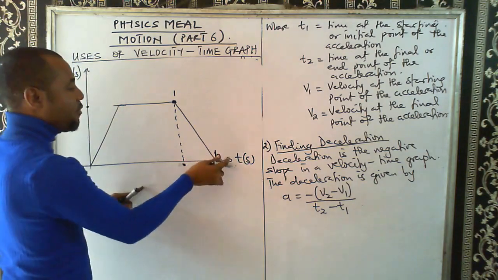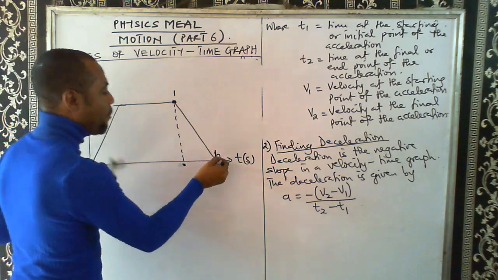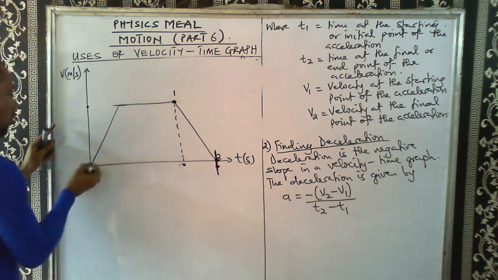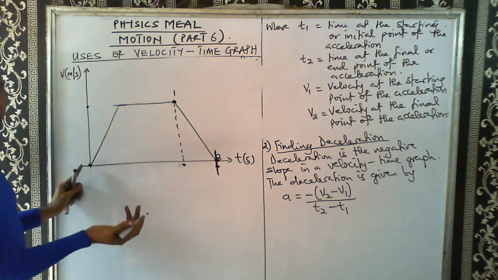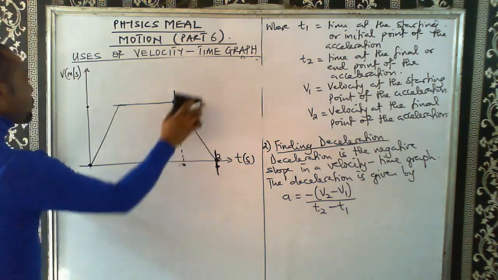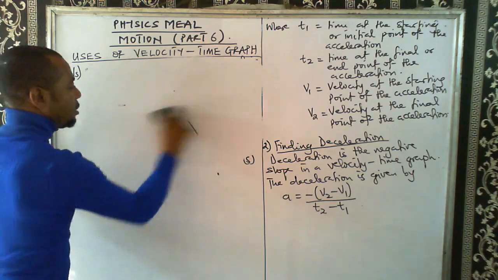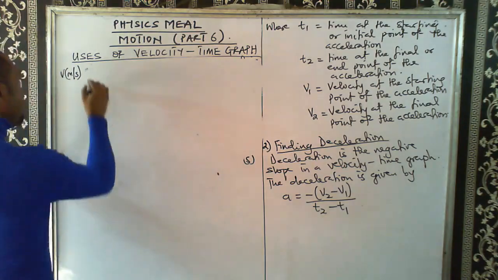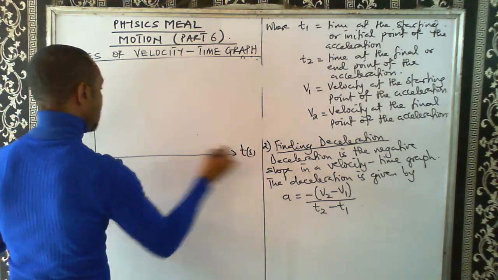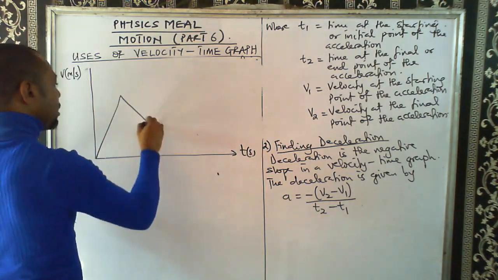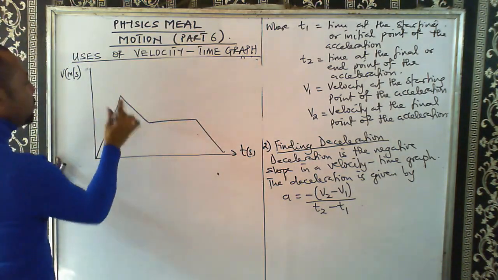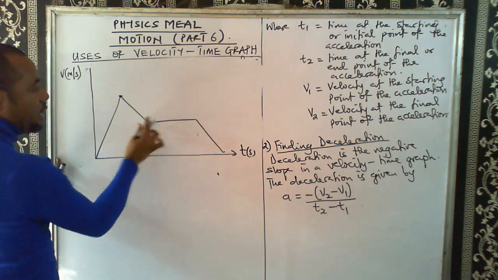Now how do you get the velocity? From that point, move until you get the velocity axis. Whatever velocity is here, which is actually 0, that's the velocity at point 2. Maybe I have something like this: a body accelerated, then decelerated a little before, and I want to find deceleration in this region. We have deceleration here, and we also have it here.